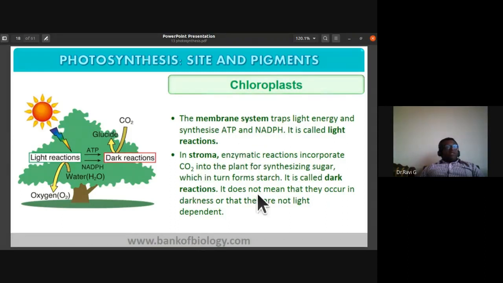In the stroma, the enzymatic reactions incorporate carbon dioxide into the plant for synthesizing sugar, which in turn forms starch. It is called the dark reaction. Dark reaction does not mean that it occurs in darkness or that it is not light dependent.